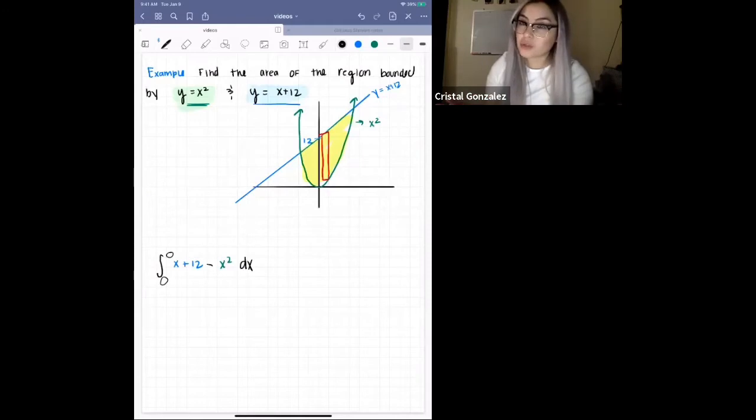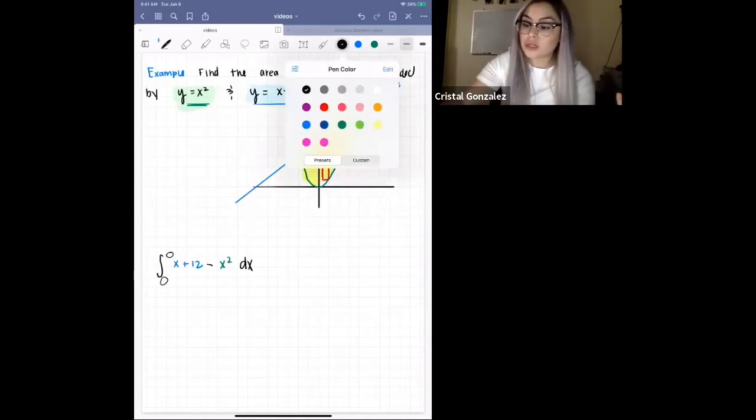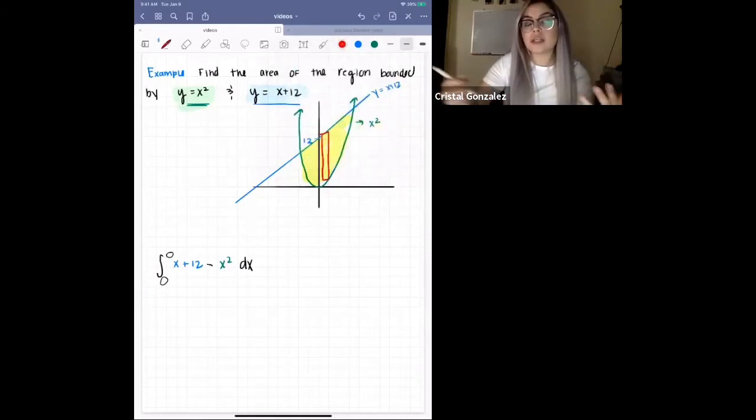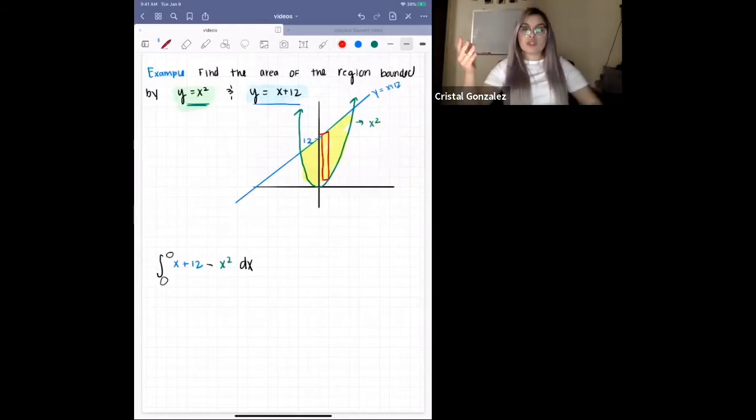So how do we find those bounds? I mentioned earlier in the last section that what we sometimes need to do is find out where these graphs intersect. So what we're going to do is look at our x value at this point, and our x value at this point, and find out where they intersect.